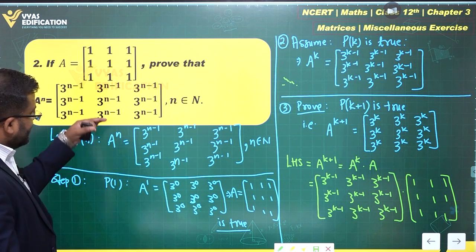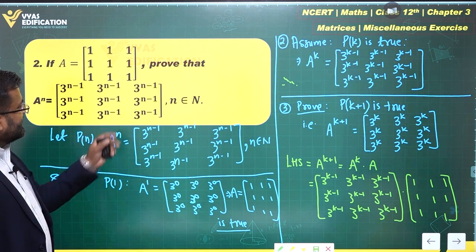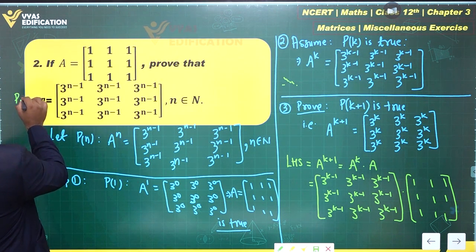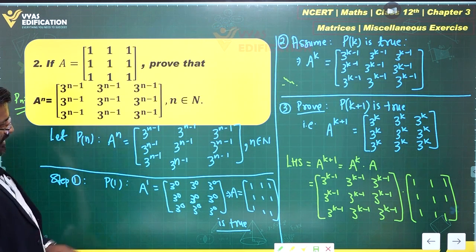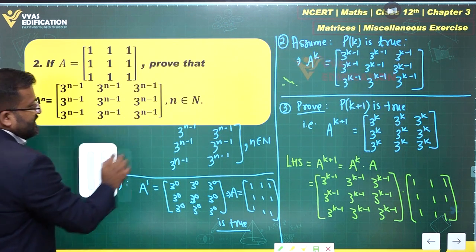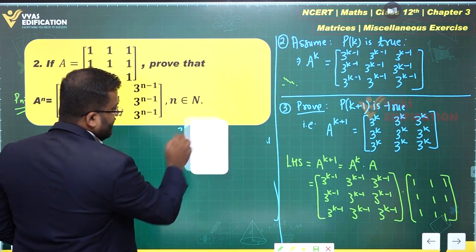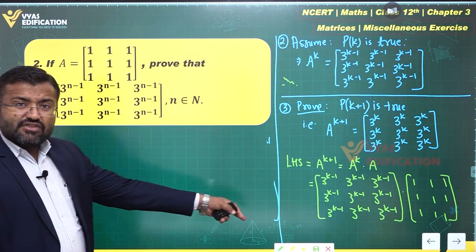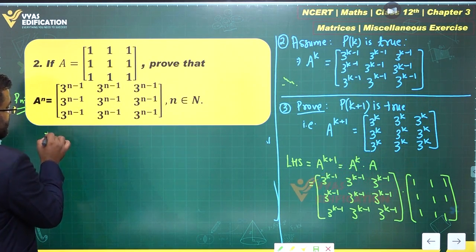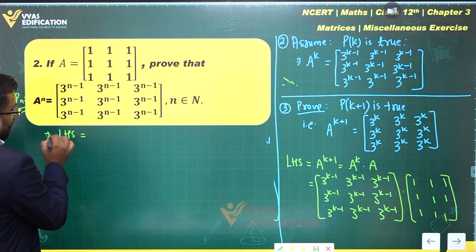So, can we erase this? Yes. This is Pn, this statement. So, let me write this is Pn over here. Okay, and P1 is true. Nothing else is important in this, so let's get rid of this one. Once we get rid of this, let us solve that LHS.